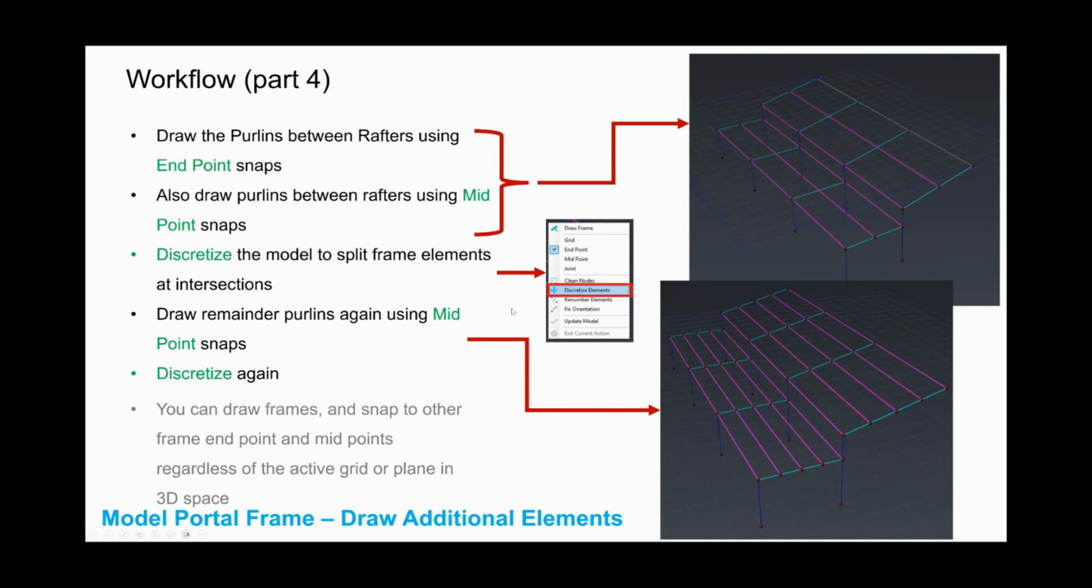Right, next we're going to draw the purlins between the rafters using the endpoint snaps and midpoint snaps, as shown in the first image. We're going to snap to the endpoints of the rafters and create the purlin elements. Then we're going to discretize the model so that the rafters are split by the intersecting purlins and separated into segmented bars. Once we've got that, we can snap to those midpoints again and create the remainder of the purlins. I'm going to show you what that looks like.